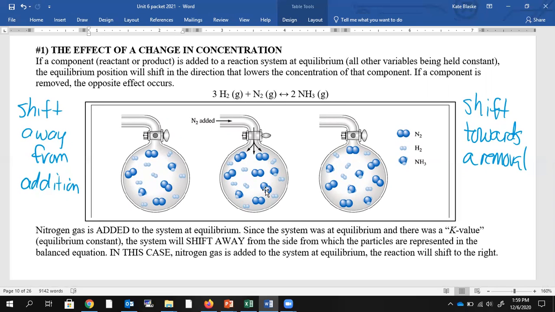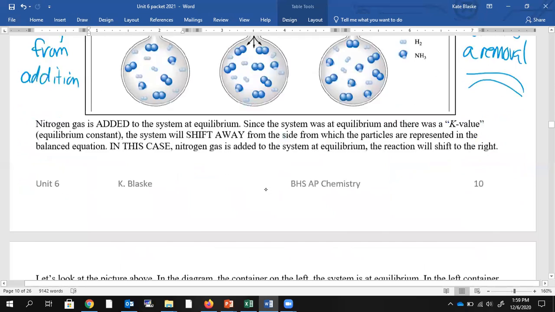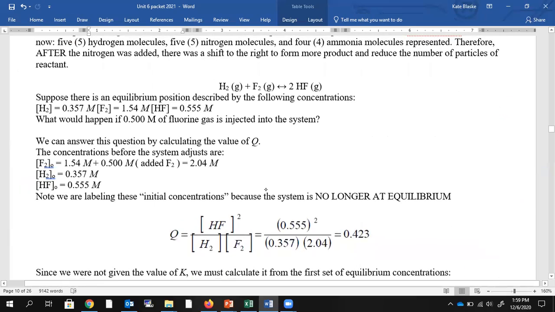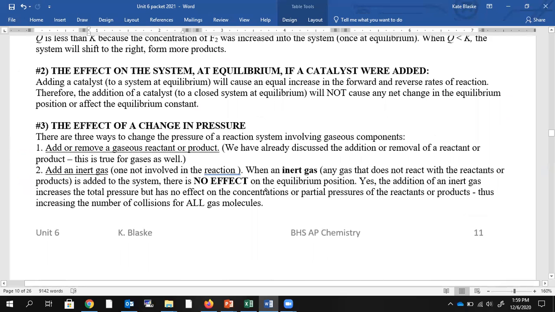Let's say instead of adding in nitrogen, I removed some nitrogen from that system. I made there be less nitrogen. That would be talking about a removal. So if I took away some nitrogen, I'm taking away a reactant. That reaction is going to shift back towards those reactants to make up for that missing nitrogen. So if it shifts back towards the reactants, we're going to end up at equilibrium having a higher concentration of reactants, a lower concentration of our product. So there's some math that we can do. We can see how that's going to affect my Q and my K.